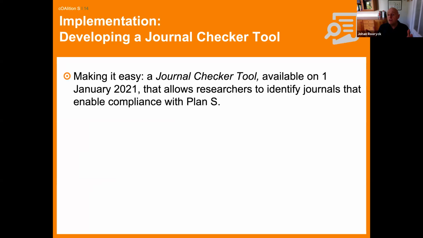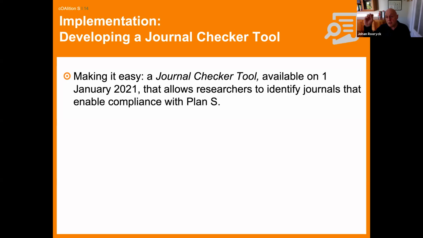So basically, how does this work? This is a search tool where, as a researcher, you put in your employer or your funder, you type in the journal of your choice, and then a little window appears to say whether that journal is compliant with Plan S or not, or what you have to do as a researcher to be able to publish in that journal.